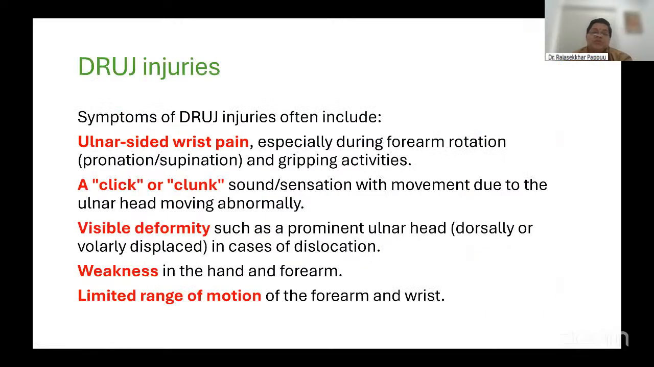So what are the symptoms of distal radioulnar joint injuries? One is ulnar-sided wrist pain, and you will also have pain at the distal radioulnar joint groove. There is also a click or clunk sensation with movement due to the ulnar head moving abnormally. Whenever you move your ulnar head, it might dislocate from the fovea and give a clunk or click sound. There is visible deformity, because whenever you pronate, your ulnar head will be visibly prominent. Grip strength is weak, and you will have limited range of motion because of the pain.